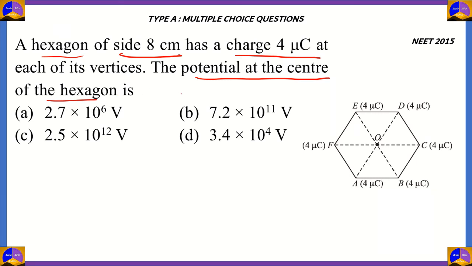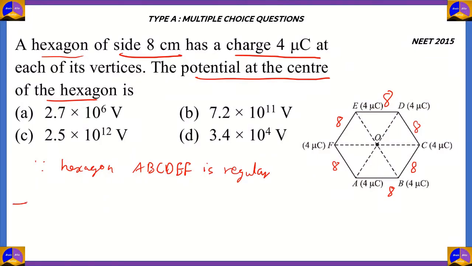Well, the figure given is a hexagon, so therefore we can start with that. So let's consider O to be the center of the hexagon. And as you can see, what we have is a regular hexagon with side 8 centimeters. So 8, 8, 8, 8, 8, 8. So all of the sides measured up to 8 centimeters. So therefore this hexagon, A, B, C, D, E, F, is regular.